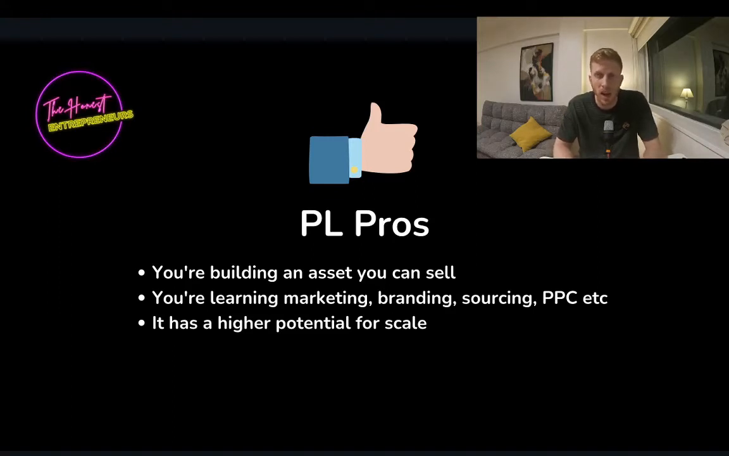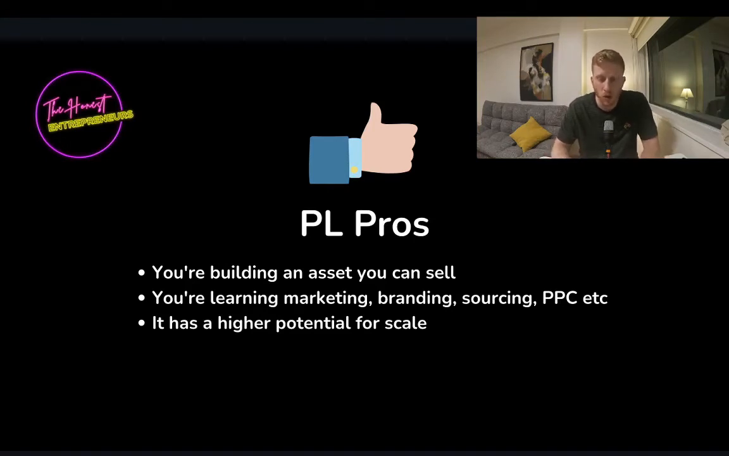Now, recently I did a video on a company called Zesty Paws, and they went on to sell for over $640 million. This was an Amazon private label brand. They grew it, they scaled it, and they sold it for nearly $1 billion, which is just pretty crazy when you think about it. So for me, this is one of the main benefits of private label, is that it has a higher potential for scale, and you can go on to sell the business, which is amazing.